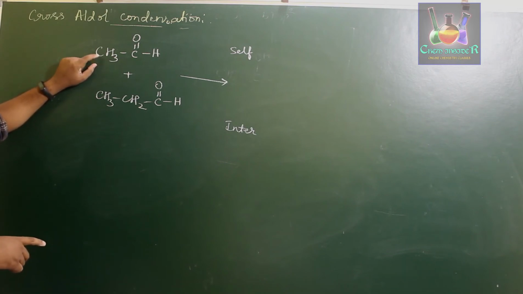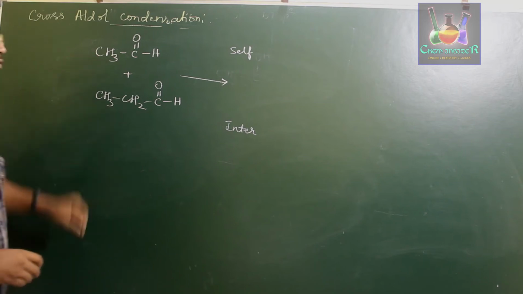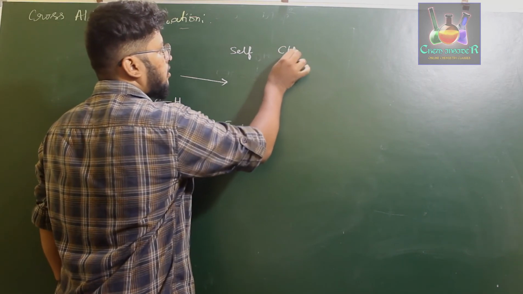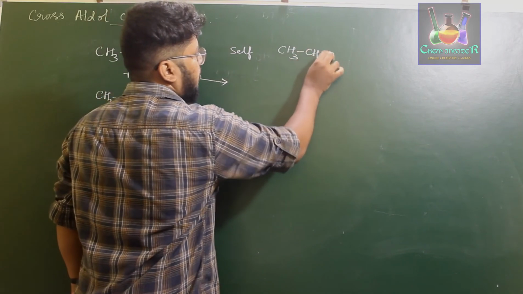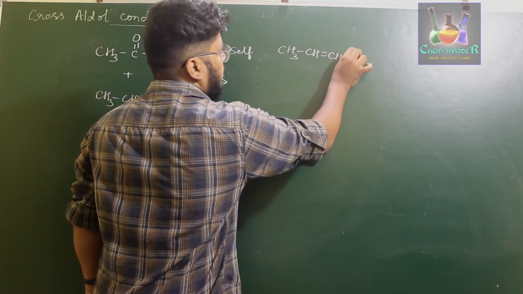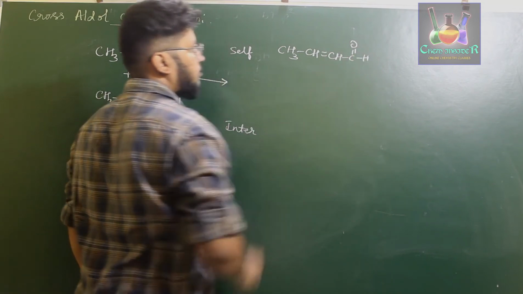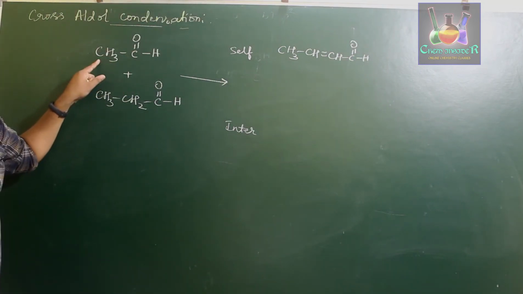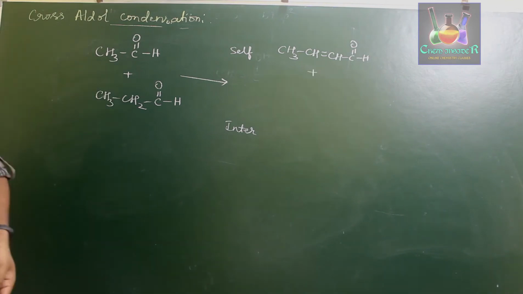In the first condition, this is an ethanal, which we have discussed earlier itself. It forms CH3, CH double bond, CH, C double bond O, H. Okay, so this is the one product because of the self-condensation of ethanal.